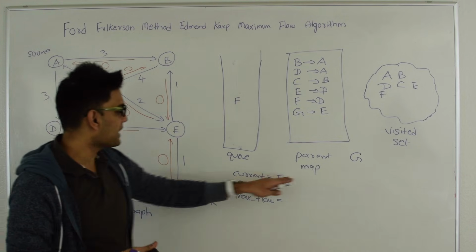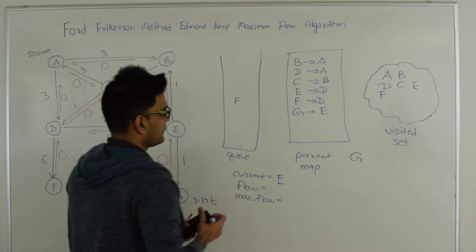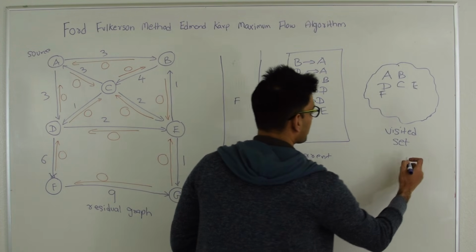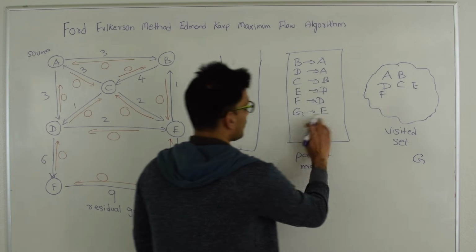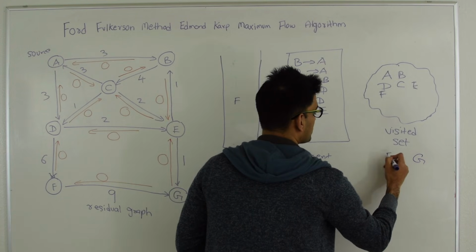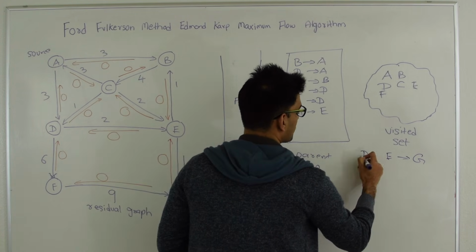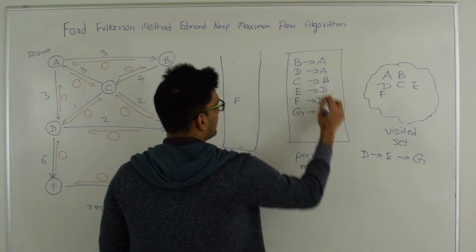To trace that path, we go to this parent map. G got introduced by E. So I have my G here. G got introduced by E, so I'm going to put E here. E got introduced by D, so I'm going to put D here. And D got introduced by A.